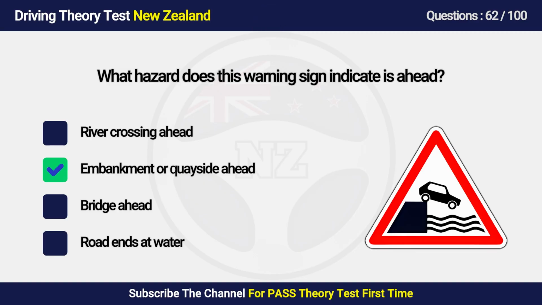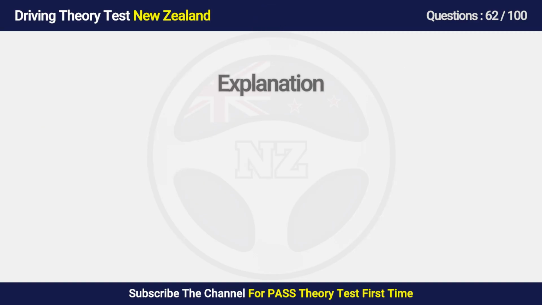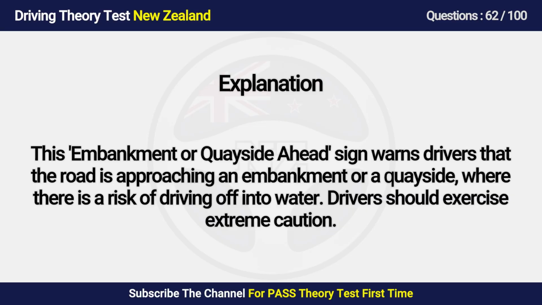Answer is B. Embankment or quayside ahead. This sign warns drivers that the road is approaching an embankment or a quayside, where there is a risk of driving off into water. Drivers should exercise extreme caution.